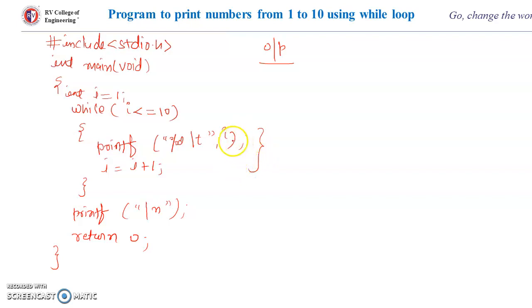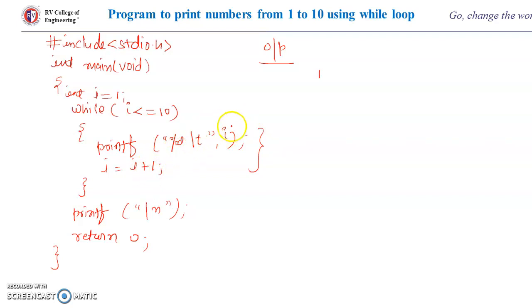What is the first statement? The value of i is printed, and \t is horizontal tab. So one tab space will be given, and the next value will be printed after that. So here i is printed, so 1 will be printed, and the value is incremented by 1. Then i becomes 2.